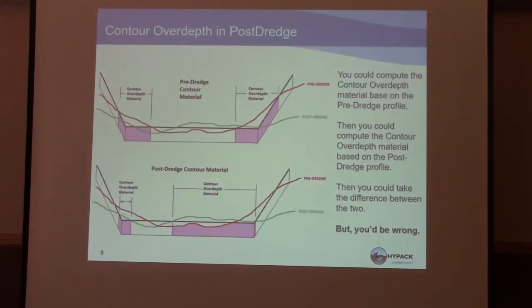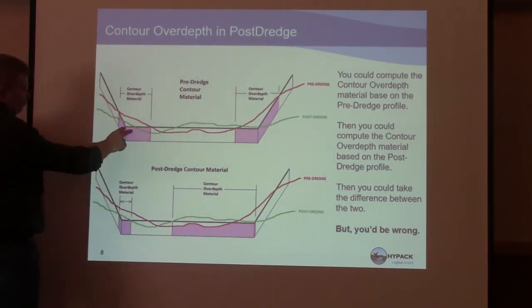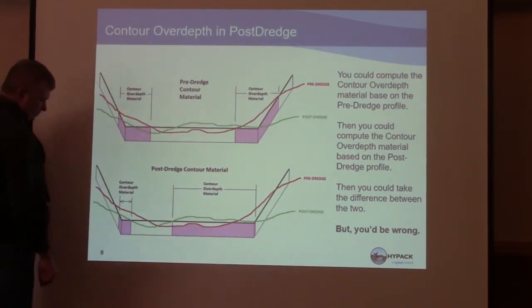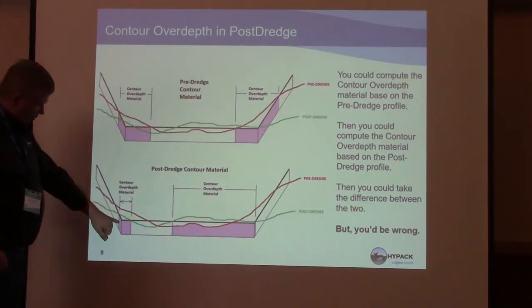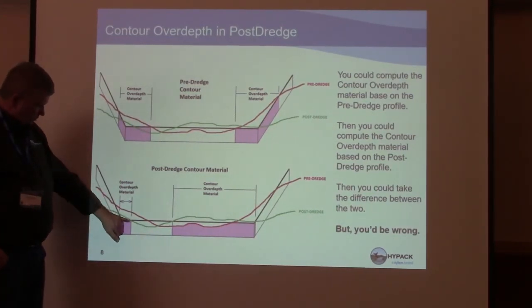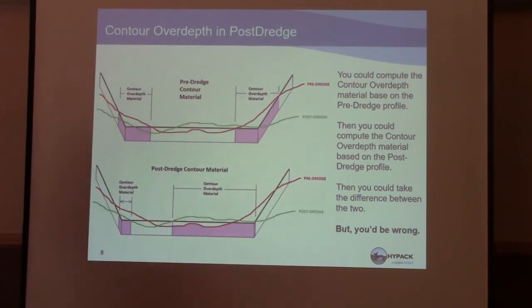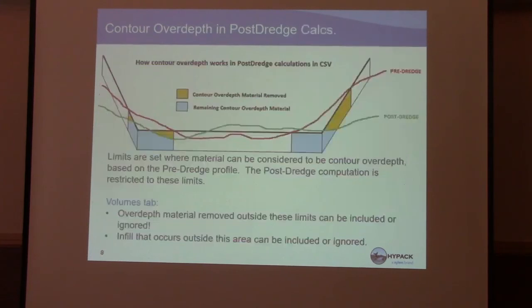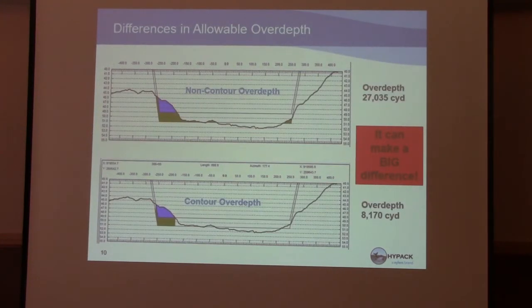Contour over dredge and post dredge, same thing we were talking about before. You can see the areas where this would be material to get paid for. Contour over depth material, you only get paid because the material is in there for the second survey. Post dredge calculations. We're talking about this contour stuff a lot. It can make a big difference. That's why we talk about it, right?